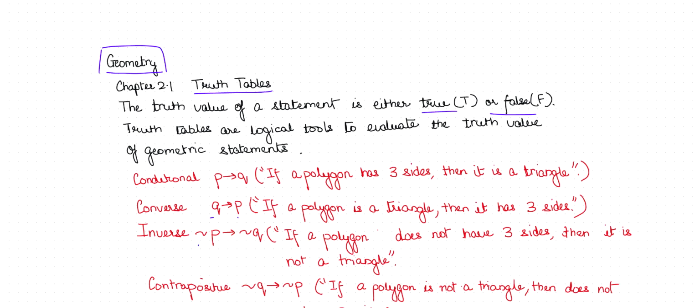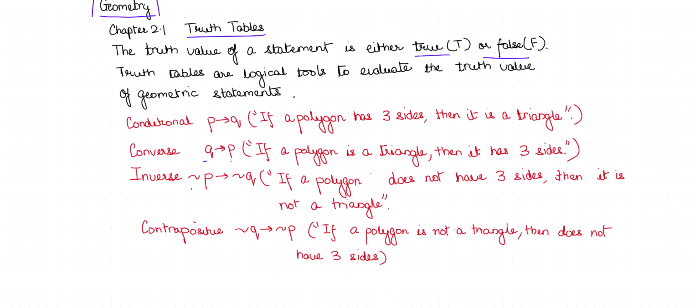For example, in the last class we did the conditional statement PQ: if P, then Q. For example, if a polygon has three sides, then it is a triangle. So if P, then Q. The converse is if Q, then P, like if a polygon is a triangle, then it has three sides.